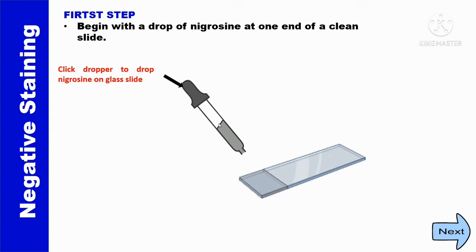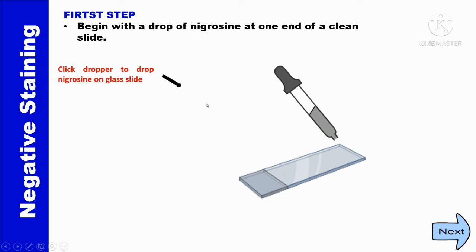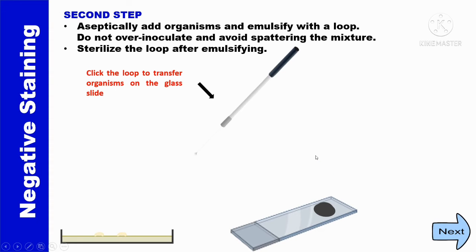The first step, begin with a drop of nigrosin at one end of a clean slide. It's like this. Then the second step is to add the organism and emulsify with a loop. Do not over inoculate and avoid splattering the mixture. Sterilize the loop after emulsifying. So we have to flame the loop to transfer the organism onto the glass slide using this rod.